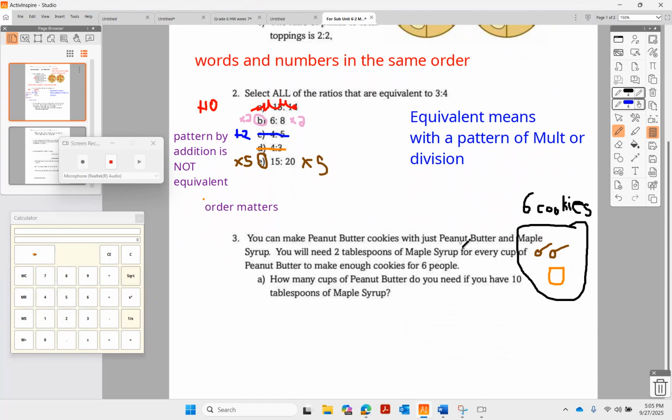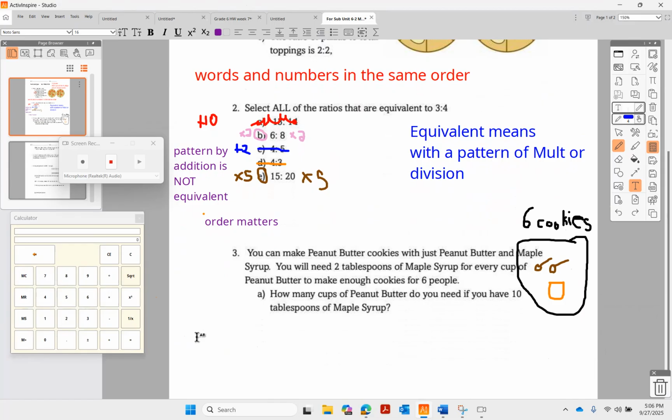How many cups of peanut butter do you need if you have 10 tablespoons of maple syrup? So I did this a little bit the other day with my SSTS class. What I say is I kind of set this up this way. So I go 2 tablespoons of maple syrup.